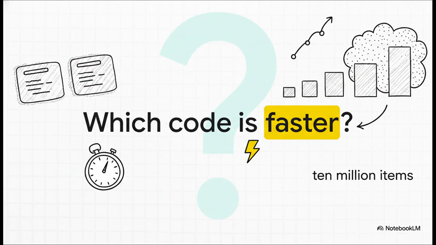So let's imagine this. You've got two different functions. They do the exact same thing, they both give you the right answer. But how do you really know which one is more efficient? Which one is actually faster? Especially when you're not just dealing with 10 items, but maybe 10 million.